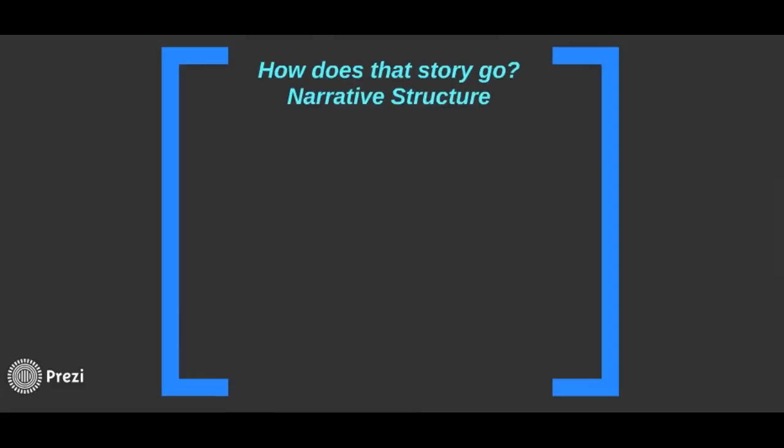How does that story go? Narrative structure. There are different ways that you can organize your story, and the structure can actually make it a lot more interesting for the reader. The first way you can tell your story is in chronological order from beginning to end, or even reverse chronological order, where you start at the end and then go back to the beginning.